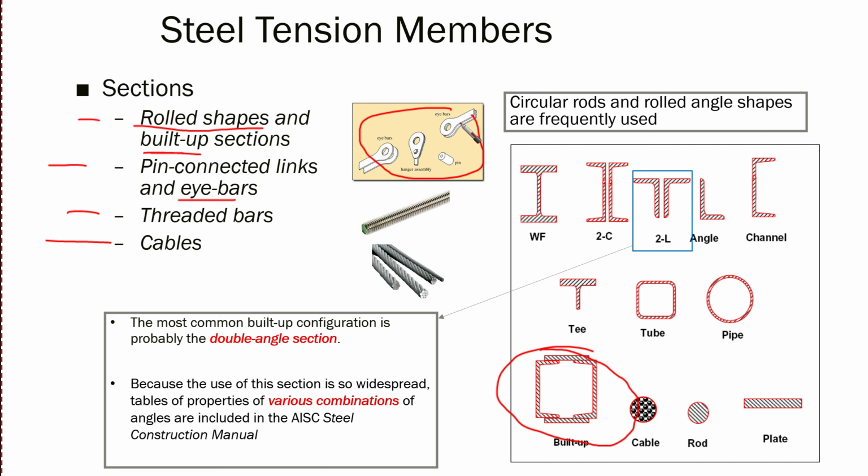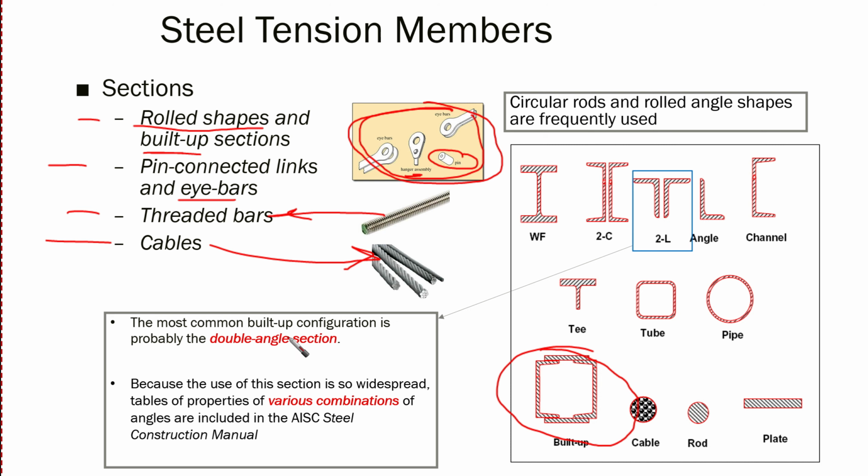So this is the eye bar, and this is connected to another 2 eye bars, and here there is a pin and a hanger assembly that is going to make this connection work in tension. Threaded bars are going to be one of the sections commonly used. Cables, as we have mentioned, for bridges and other usages.